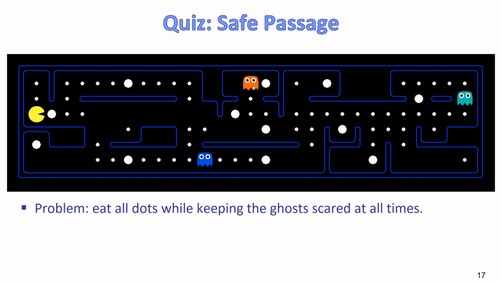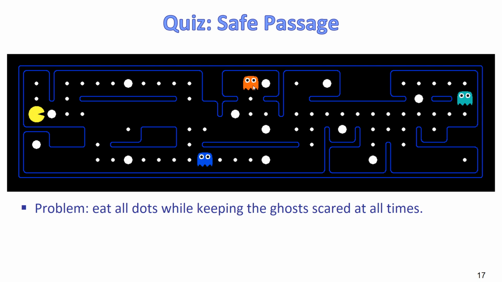Otherwise, if they are not scared and Pac-Man intersects with their position, Pac-Man will be killed. Okay? So that's the Pac-Man world. In this specific problem, we want Pac-Man to eat all the dots, but with another condition, which is keeping all the ghosts scared at all times. So I want the ghosts to be kept scared always. That's my goal.